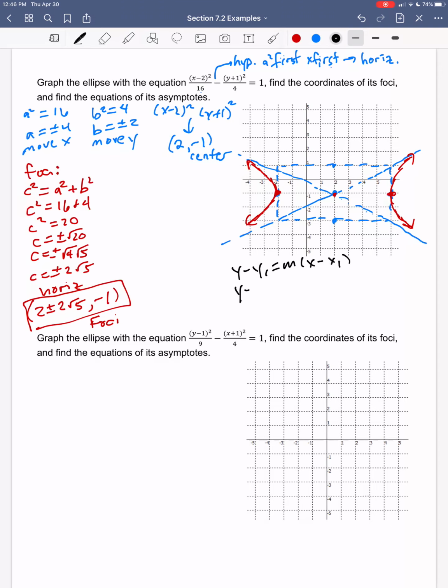So y1 is negative 1, x1 is 2. You see where I got those from? I just came up here. 2 became my x1, negative 1 became my y1. What about the slope?